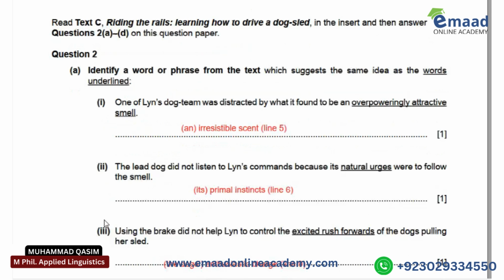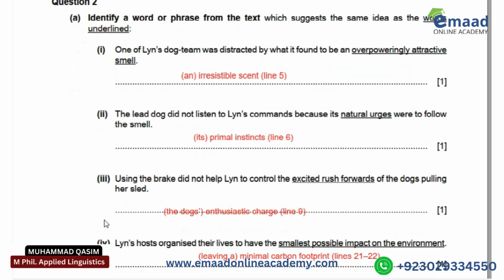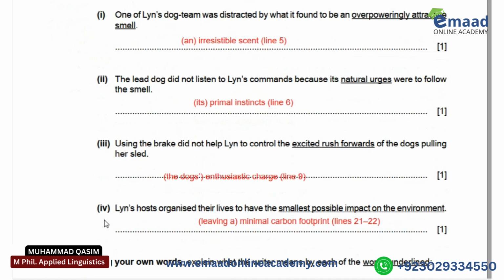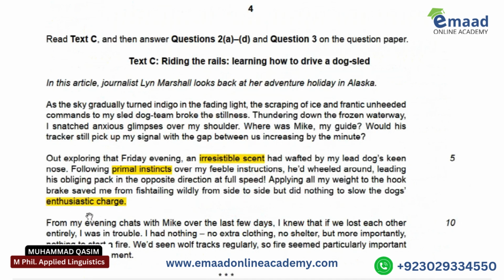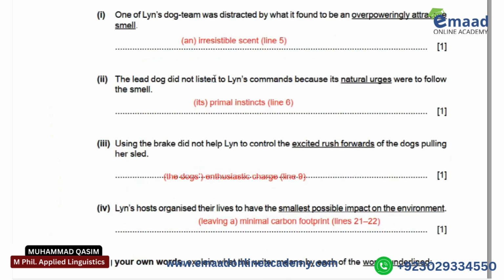So the third is the same nature of question, identifying the word that has the same meaning. "Using the brake did not help Lynn to control the excited rush forwards of the dogs pulling her sled." So, excited rush forwards. Let's look here in the text. In line number 9, there is "applying all my weight to the hook brake saved me from fishtailing wildly from side to side, but did nothing to slow the dog's enthusiastic charge." So, it will be the dog's enthusiastic charge.